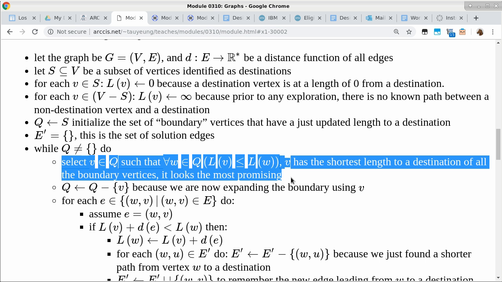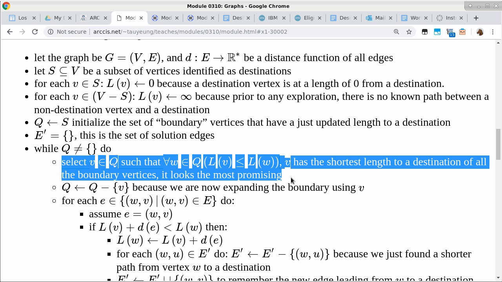But what if it has got like 20 elements, then which one should I pick? Well, this is the selection criteria. For every vertex W that is also in Q, L of V has to be less than or equal to L of W. What am I really saying? I'm trying to find the most promising vertex. Of all the vertices that are in Q, give me the one that has the shortest distance to a destination. It's a greedy algorithm. This makes it a greedy algorithm. It just says, give me the one that looks the most promising. I'll look at that one first.